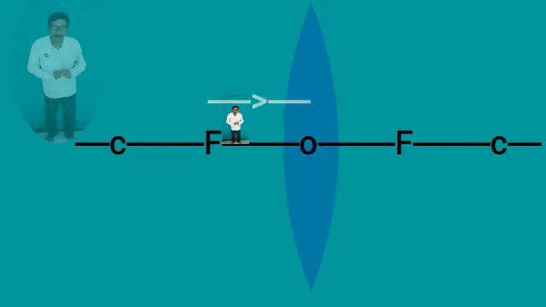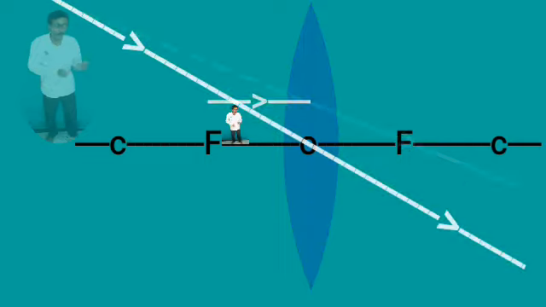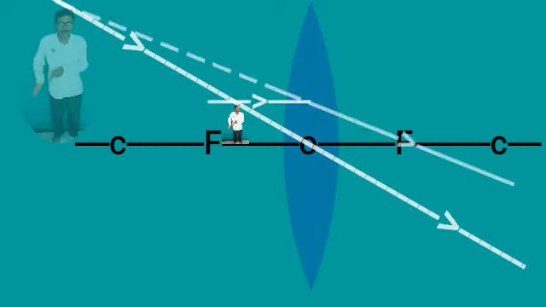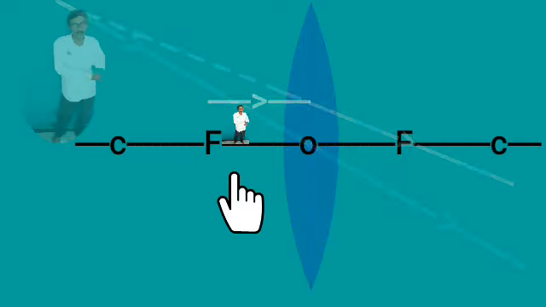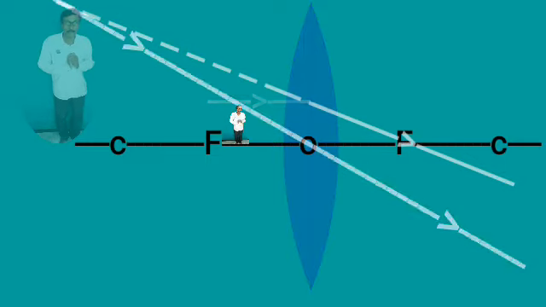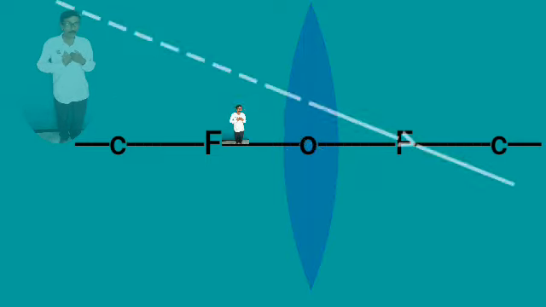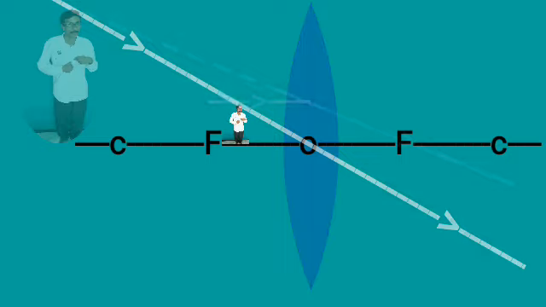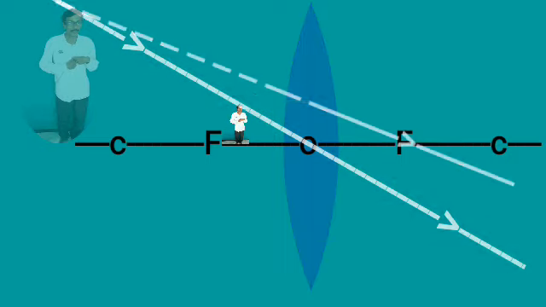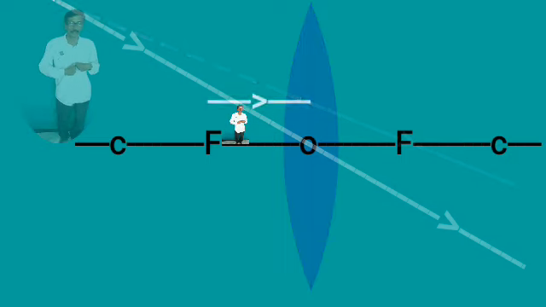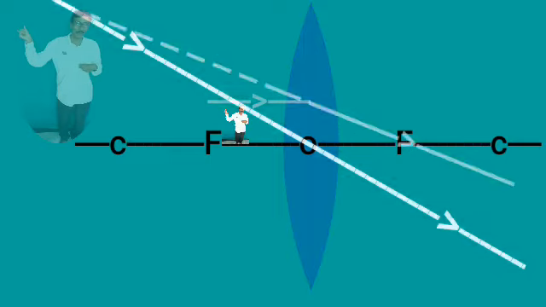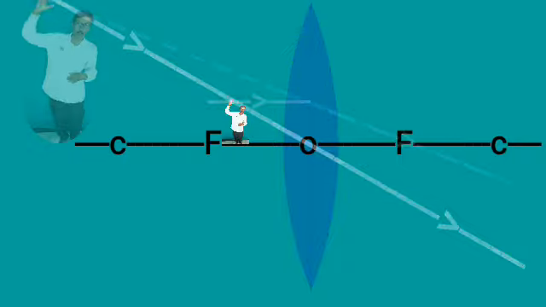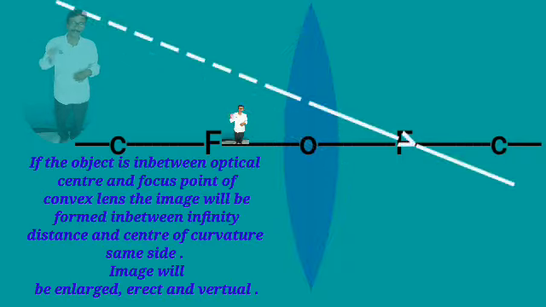Now look at me. Where am I standing? I'm standing in between the optical center and the focus point of the convex lens. Where is the image formed? Mark it. The image is formed in between the infinity distance and the center of curvature on the same side of the convex lens. The image is virtual and erect.